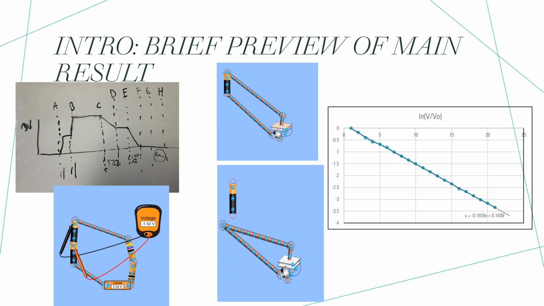Here's a little preview of the main results. On the top left, we have my little graph that I drew out that was specified to be drawn specifically. I have it drawn out on a whiteboard, and you can see over time how the voltage changes. Then we have some snippets of each of the models, and then we have the graph I made.